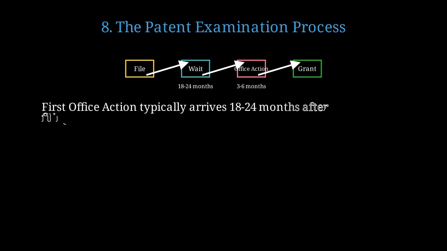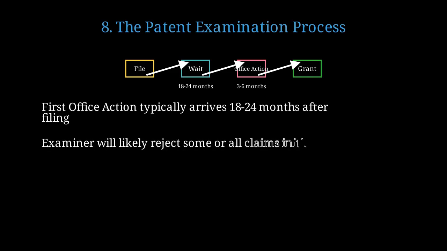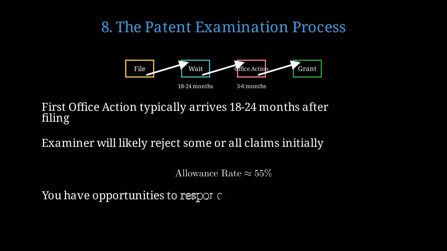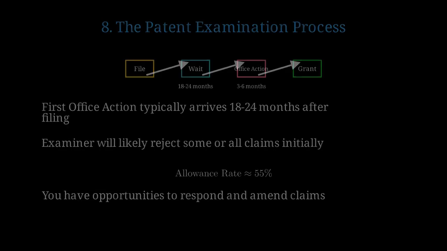Expect the first office action from the examiner 18 to 24 months after filing, though this varies by technology area. Don't be discouraged. Examiners initially reject about 90% of applications. This is normal and expected. Overall, about 55% of applications eventually receive at least some allowed claims after prosecution. You have opportunities to respond to rejections by arguing against them or amending your claims to overcome the examiner's objections. Learning to effectively respond to office actions is crucial for success.